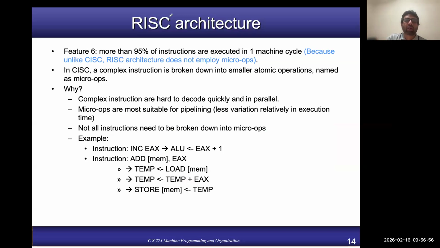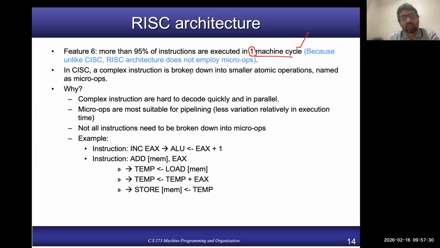The next feature about RISC architecture is that more than 90% of instructions are executed in a single machine cycle. Why? Because unlike CISC, RISC architecture does not employ micro-ops. I will explain what a micro-op is and why not having micro-ops helps RISC architecture execute most instructions in a single machine cycle, right? So let me first get done with this slide and then I will come back to this point, okay?